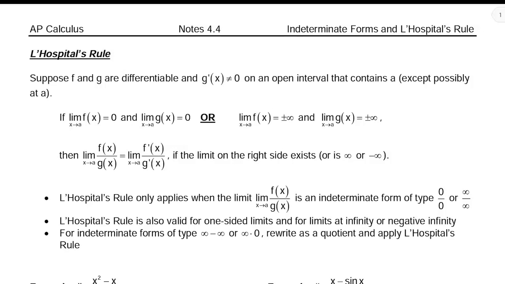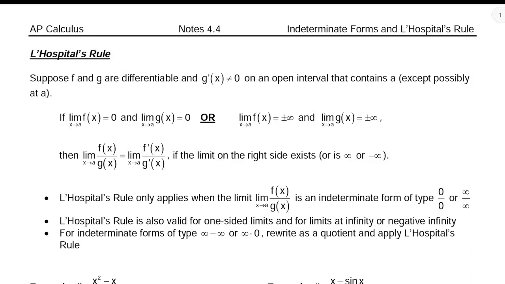4.4 is about L'Hopital's rule. We're going to apply L'Hopital's rule in situations where taking the limit gives us a 0 over 0 or infinity over infinity result. That's called an indeterminate form.